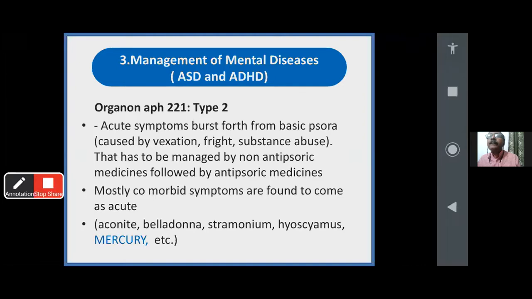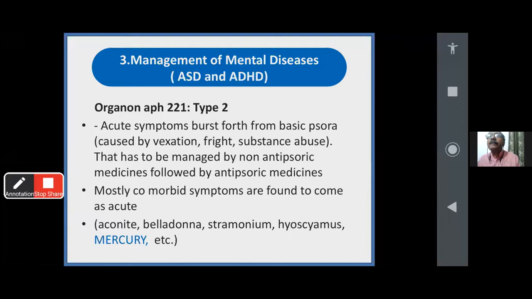You should learn aconite, belladonna, stramonium, hyoscyamus. The common delirious remedies we read about: belladonna, stramonium, hyoscyamus. And he also adds mercury to it. In acute symptoms, if you think of autism, where does mercury stand? If there is an excitation of this delirious mania, there is some role for mercury. Even Hahnemann in his times found it has to be given in mental diseases. So mercury is very important.